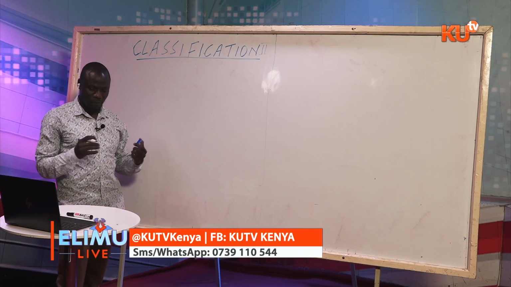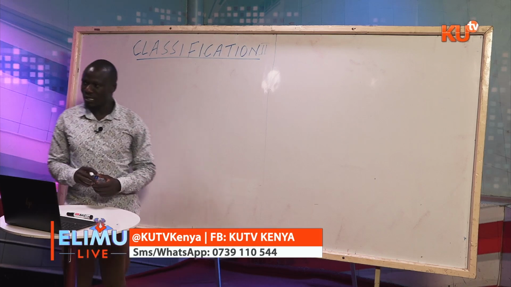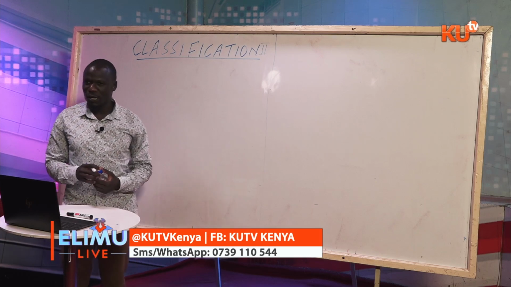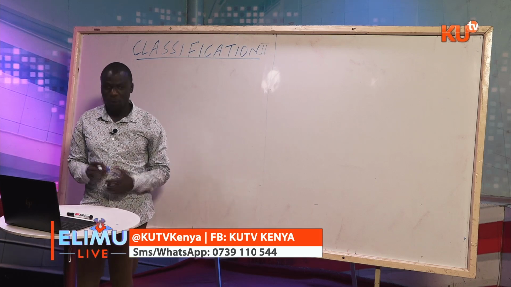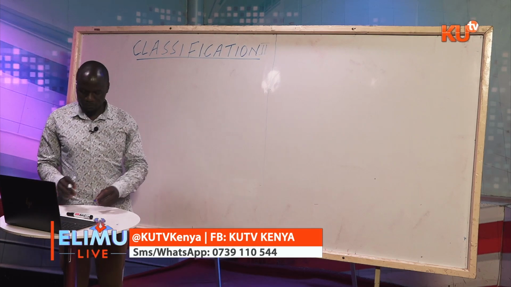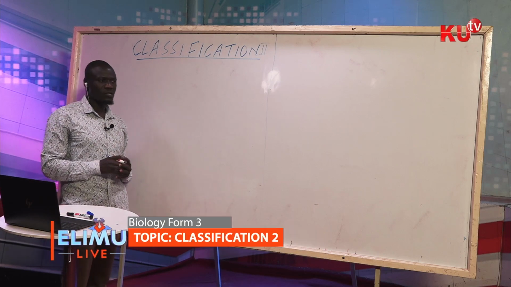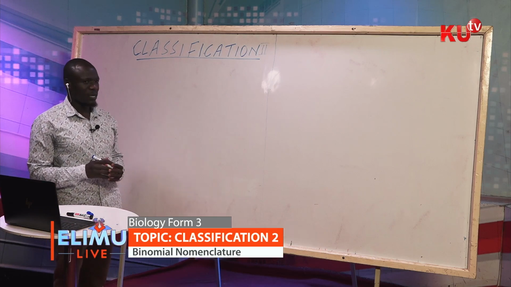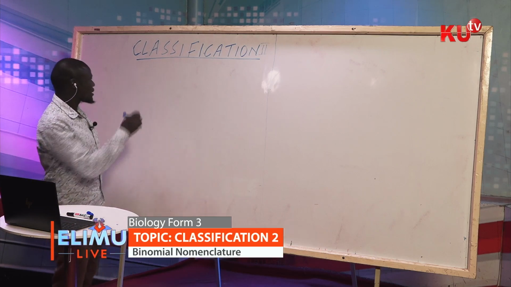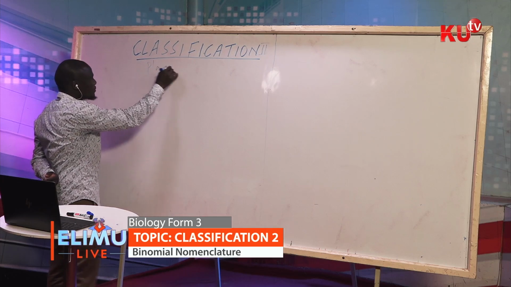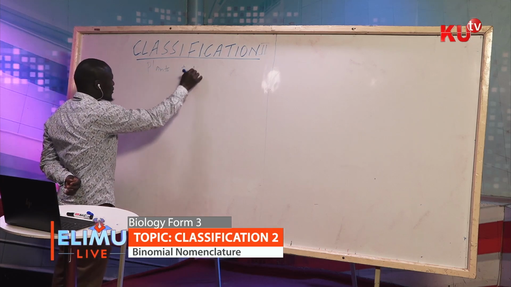I know that in Form 1, we discussed something about classification 1, where we were introduced to classification, and we were told generally that in biology, we are dealing with the study of living organisms, and in living organisms, that is where we are studying about plants and animals.